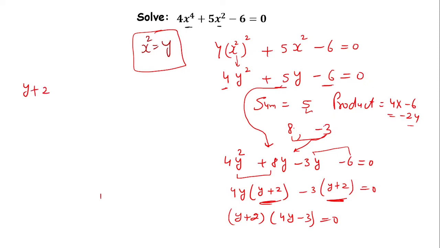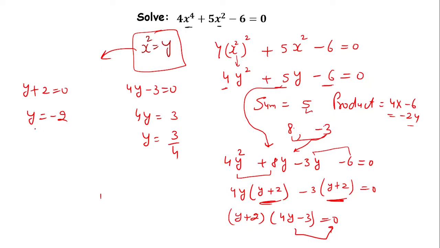If I take the first case, y plus 2 equal to 0, the value of y will come negative 2. If I take the second case, 4y minus 3 equal to 0, then the value of y will come 3 over 4. This is not my final answer, my dear. I have to replace this value back in the question. So y is equal to x square, and x square is minus 2. If you take square root on both sides, you have to add these two signs, plus minus. This will get cancelled. Plus minus, this value is square root 2 iota.